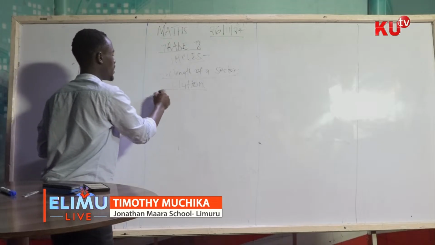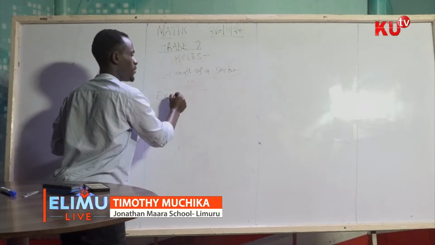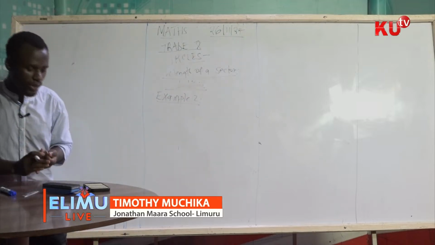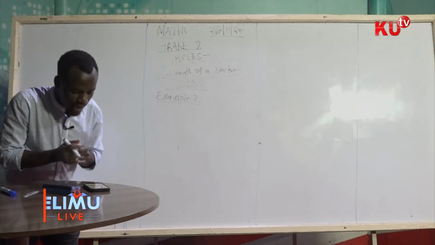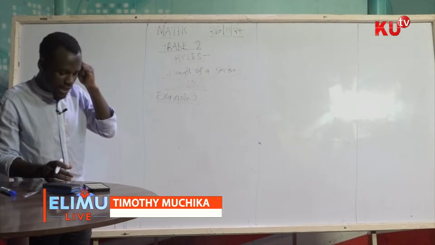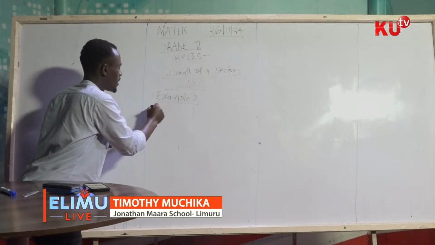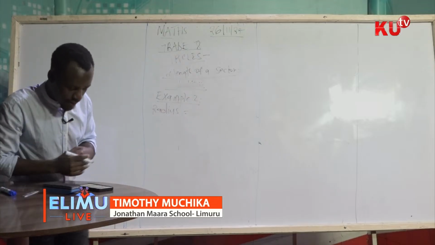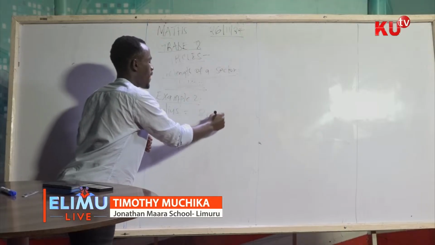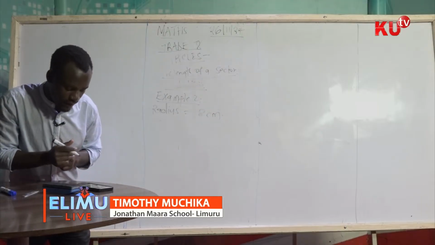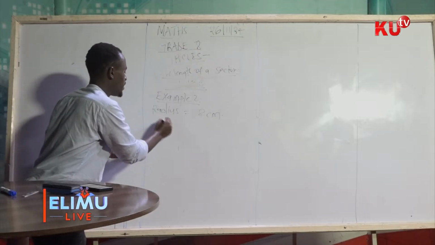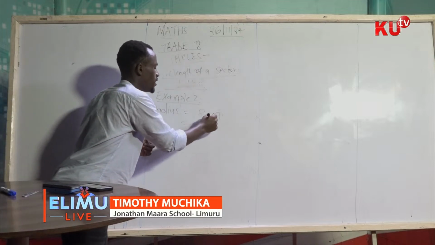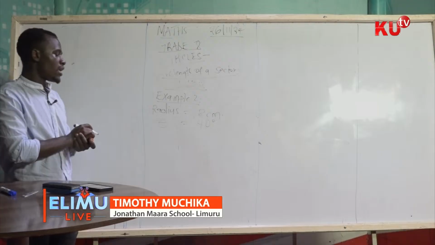So again, example 2. You have been given the following contents. You are supposed to calculate the arc length given the radius as 8 centimeters, and you have also been given the angle theta as 40 degrees.